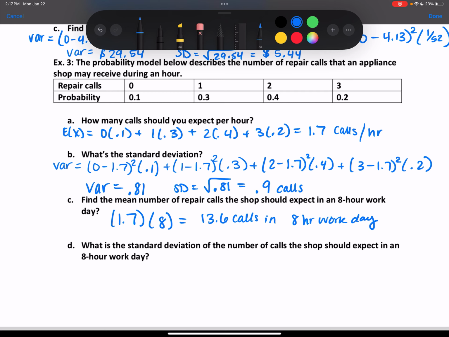What is the standard deviation of the number of calls the shop should expect in an 8-hour workday? So then, do we have to...? I'm going to give Peyton a multiplication pass because she's probably not going to know, since she wasn't here for the notes.